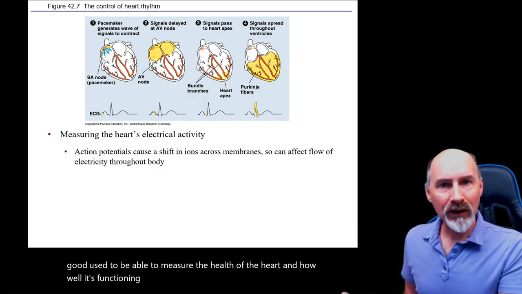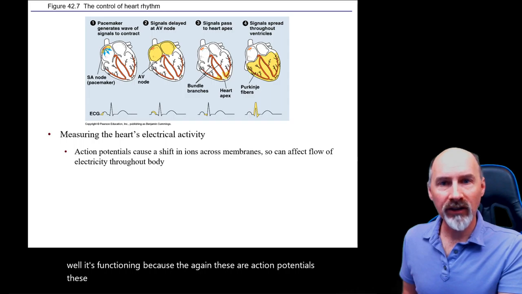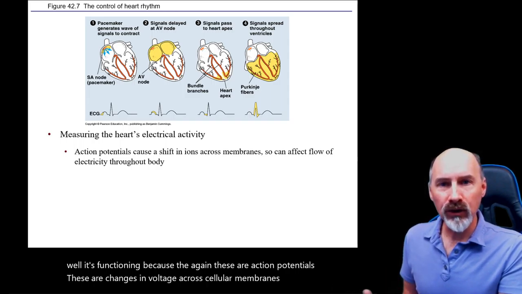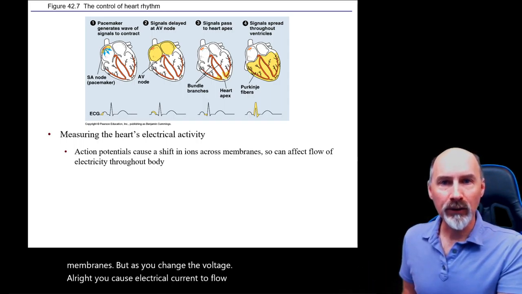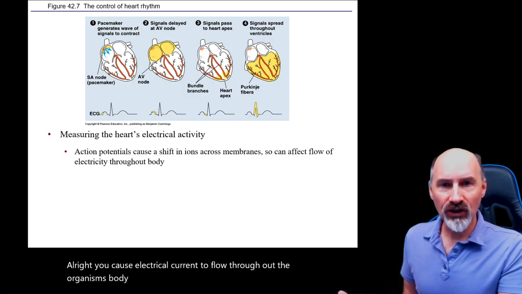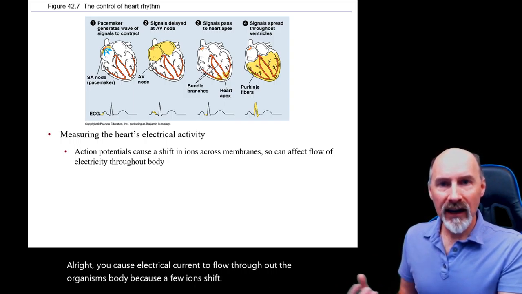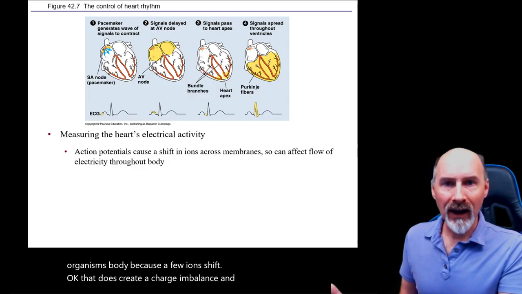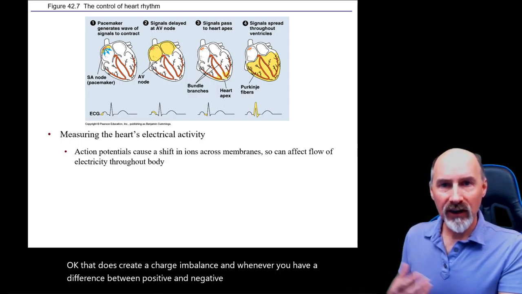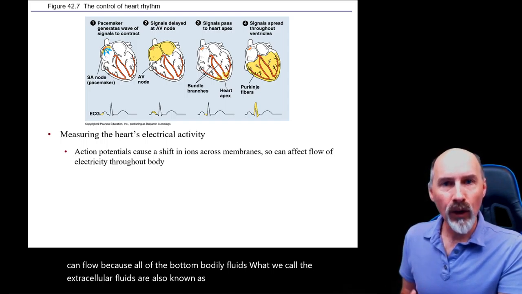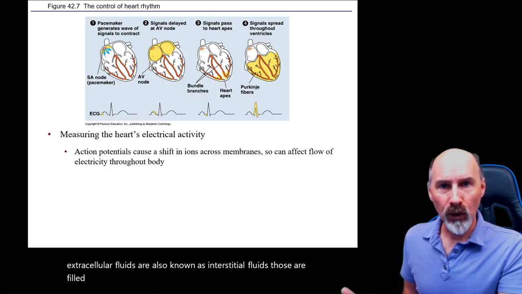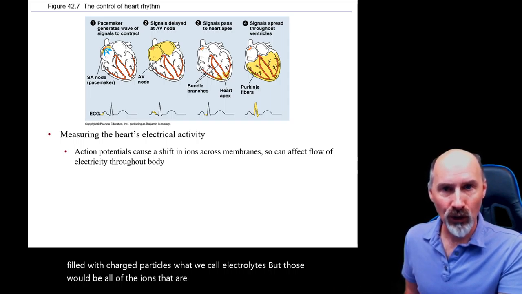Because, again, these are action potentials. These are changes in voltage across cellular membranes. But as you change the voltage, all right, you cause electrical current to flow throughout the organism's body. Because as a few ions shift, okay, that does create a charge imbalance. And whenever you have a difference between positive and negative areas, electricity can flow because all of the bodily fluids, what we call the extracellular fluids, also known as interstitial fluids, are filled with charged particles, what we call electrolytes, which would be all of the ions that are in solution, sodium and potassium and chlorine ions.